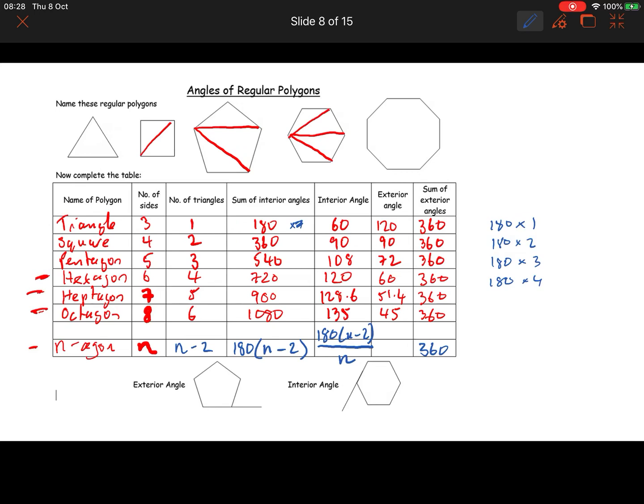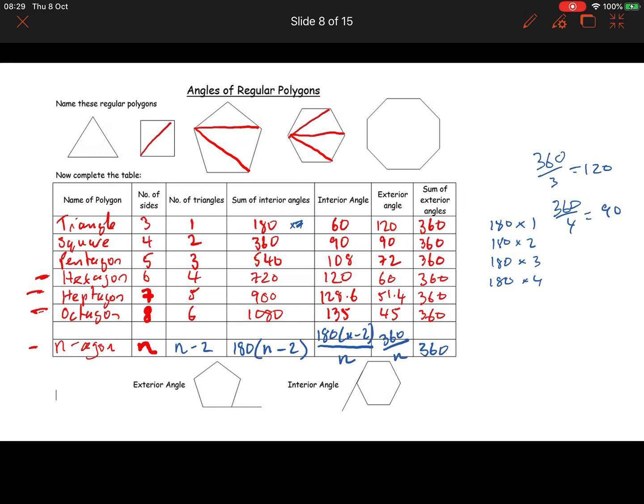Now, exterior angle, there might be a couple of answers here that you could have done, but I think the easiest way to do that is recognize that the exterior angle is 360 divided by the number of sides. For example, 360 divided by 3 is 120. That's how you get your triangle. 360 divided by 4 is equal to 90. That's how you get your quadrilateral. So all we need to do is do 360 divided by the number of sides to get my exterior angle on an n-gon. Okay, so 360 divided by n.